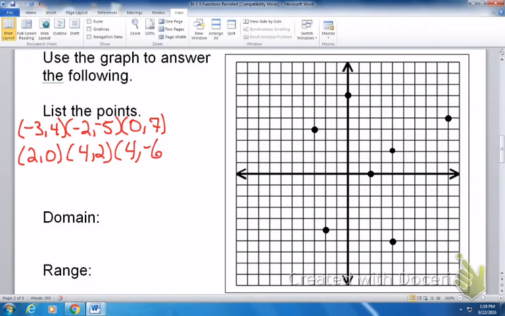4, negative 6. And 9, 5. And I know that's a lot of points, guys, but that should not be very hard to count those out. Now, it asks us, what's the domain? Well, remember, that's all the x values. So let's start listing them out.